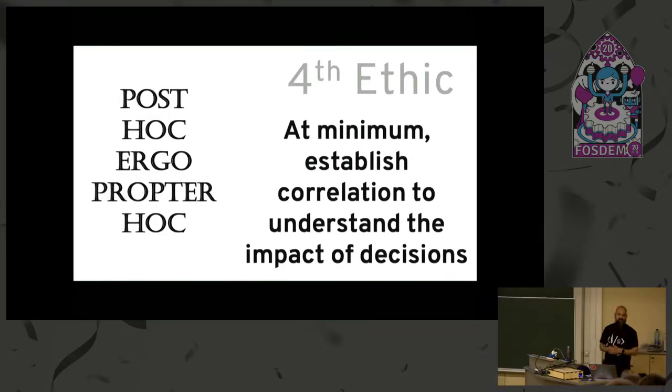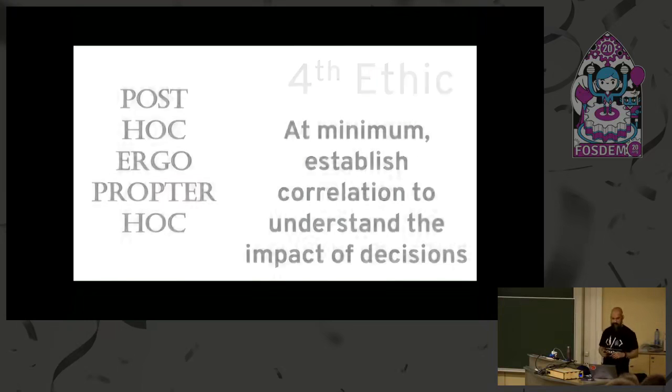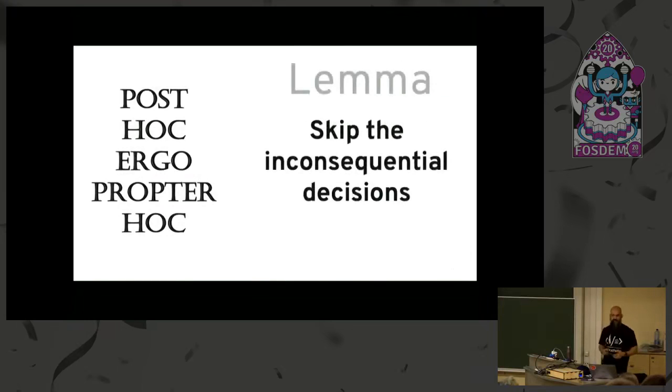You may not be able to do causation, as I said, in the real world. Too many moving parts, too much complexity. But you should be able to establish correlation. Vary one thing and see what happens. It may or may not have caused it, but at least you would be better off than measuring nothing. And of course, the lemma to this is skip the inconsequential decisions. Don't do this for things that are trivial.